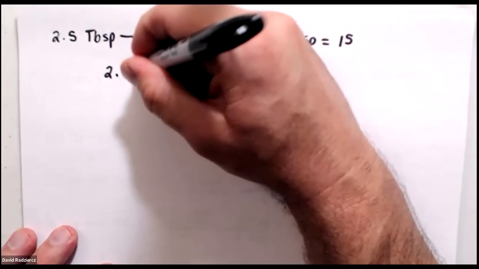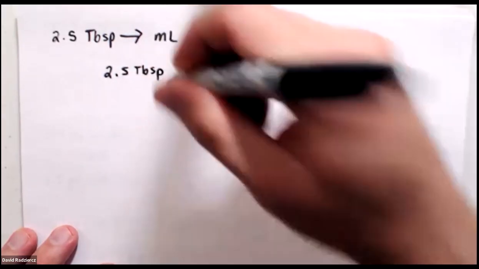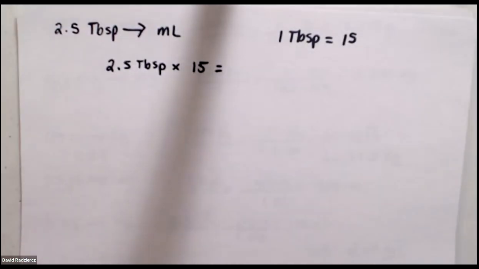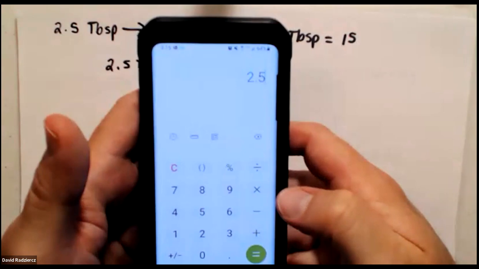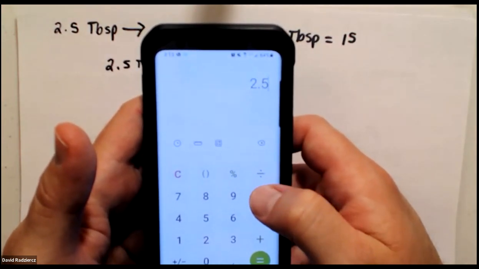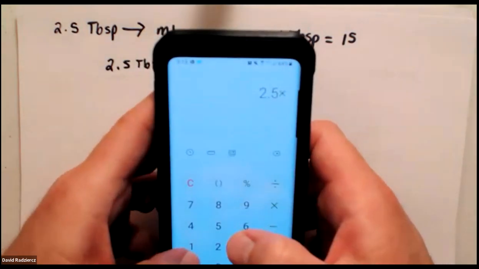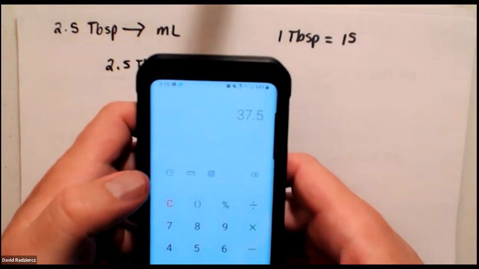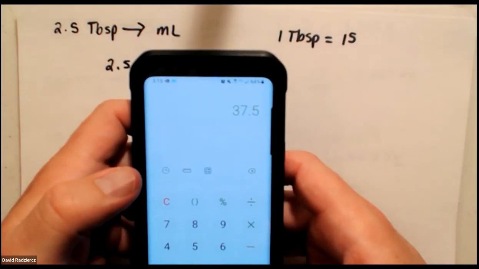So if you're doing this, just multiply by 15 and then make sure you're plugging it into your calculator correctly, right? So 2.5, this is helpful for everybody. So this is not to call you out or anything like that. Times 15, and you can see the 37.5.